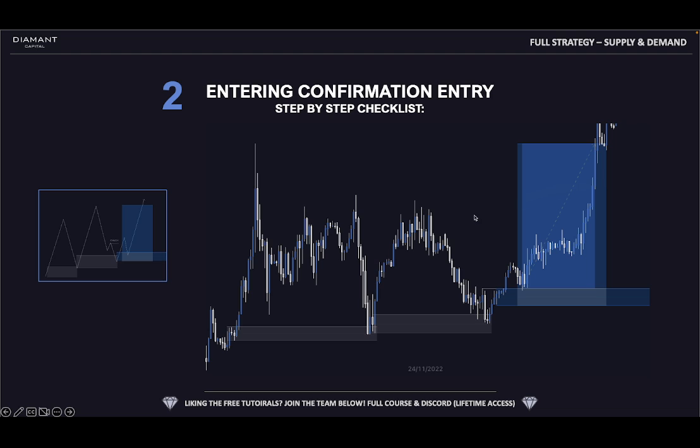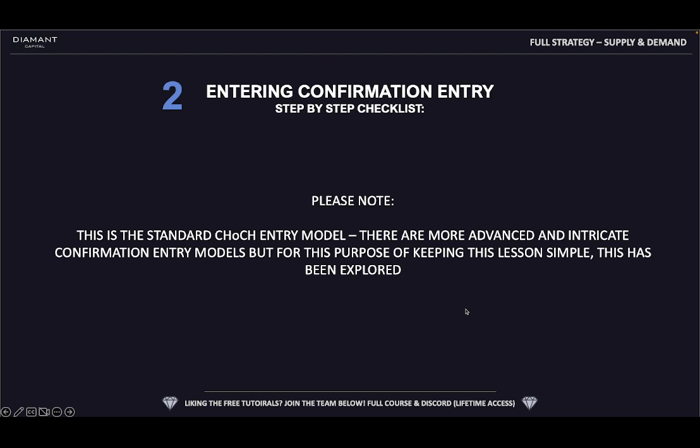Of course, the best type of confirmation is that you want at every single point your market structure to be showing bullish intent. Again, with this one as well, it would have been very, very nice if, for example, we got the push up before we got the pullback. But again, that's just an added confirmation. So yeah, please note this is the standard change of character entry model. There are more advanced and intricate confirmation entry models, but for the purpose of this lesson, that's something that we're not going to be exploring.